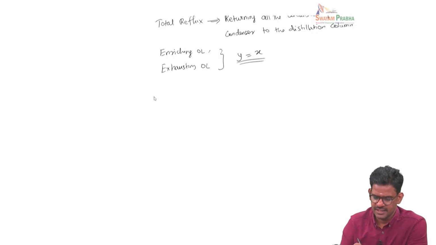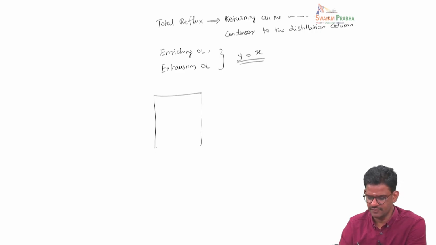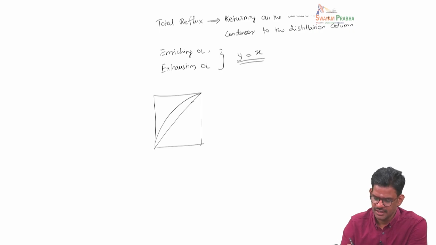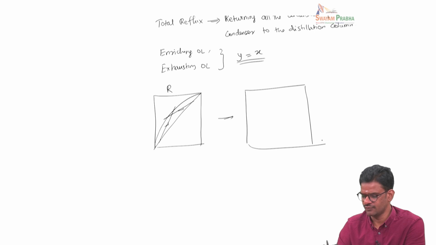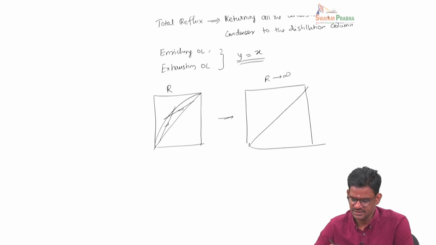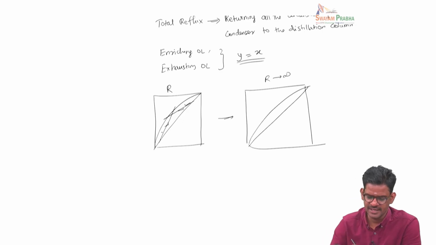So it means that in general, for a finite reflux ratio, the enriching line and the exhausting line will have a particular slope. This is for some reflux ratio R. When we increase this reflux ratio R to a very large value, R tending to infinity, what happens is that these two lines, the enriching line and the exhausting line, actually lie on the 45-degree line itself.